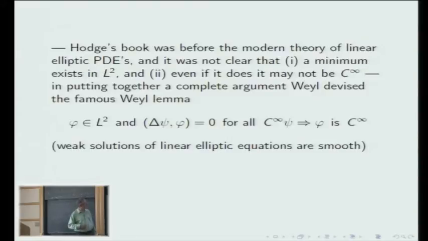And so what Hermann Weyl did in the seminar, in order to give the complete proof, was to devise the famous Weyl lemma, that if you have a function that's in L2, and it's a weak solution of Laplace's equation, or more generally a second-order elliptic equation, then it's smooth. So the regularity of linear elliptic equations historically came out of Hermann Weyl fixing up the proof, completing the proof of Hodge's theorem on harmonic forms.